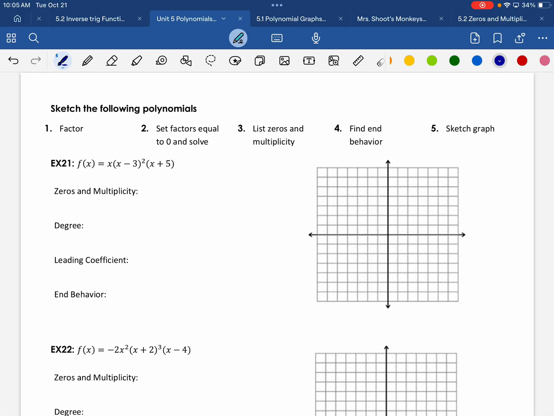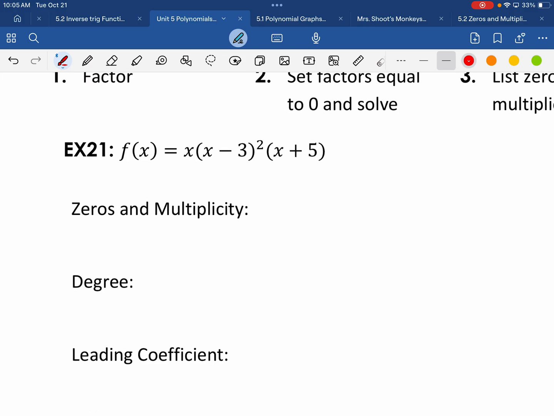All right. So what we're going to do is sketch these polynomials, so we can be a little bit more accurate with our sketching. The first thing I want to do is find the zeros and the multiplicity. Then I'm going to find the degree and the leading coefficient to determine the end behavior. And then I'm going to sketch the graph. On this first one, what would be that 0 from the x on the outside? x equals 0. What's the multiplicity? 1. Are you going to bounce or cross? Cross.